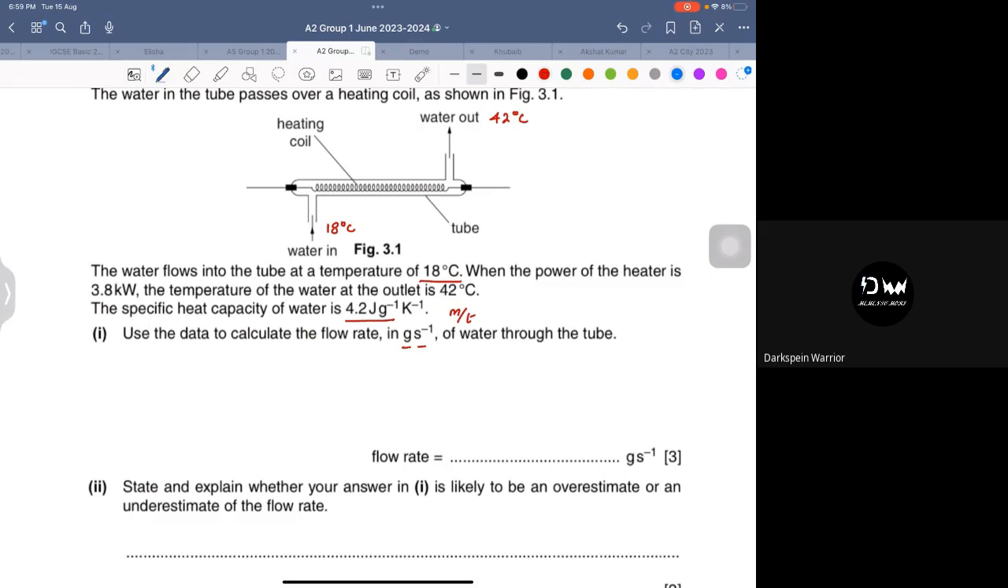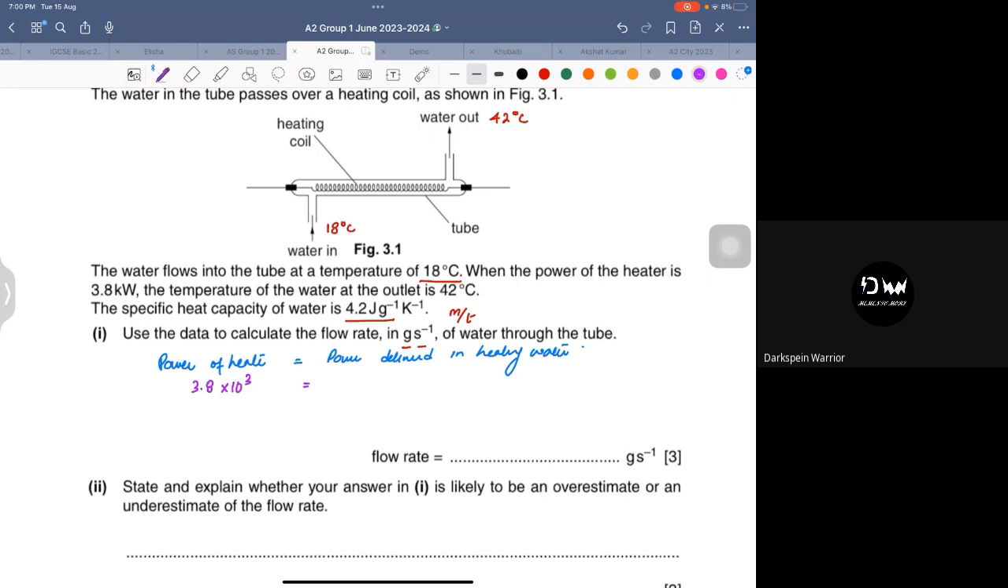We need to understand that the power of the heater would be equal to the power delivered in heating water, or whatever that is. I think it's water. Okay, fine. So the power of the heater is given as 3.8 kilowatt, which is 10 raised to power 3. We want to find the mass flow rate.